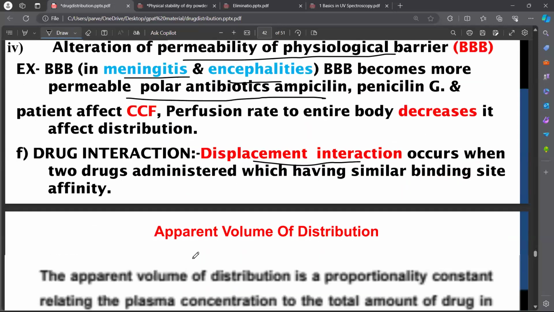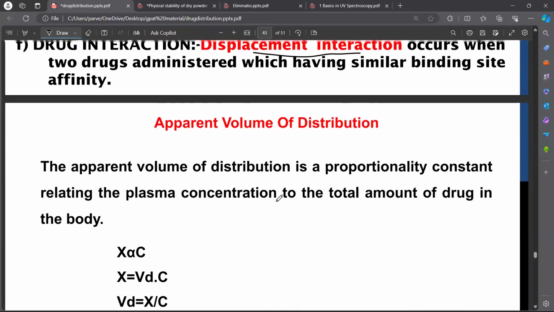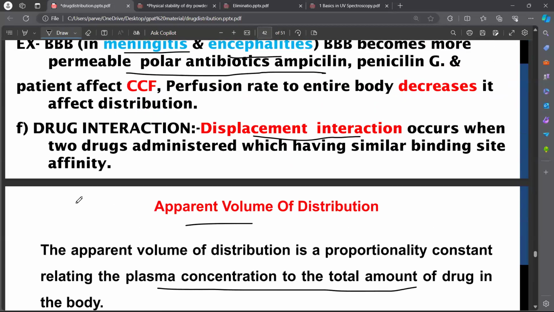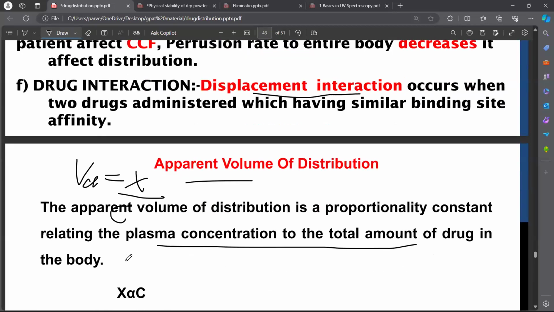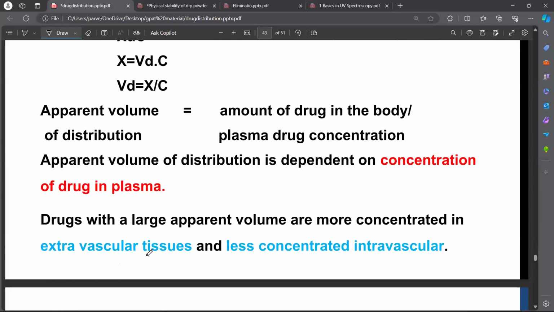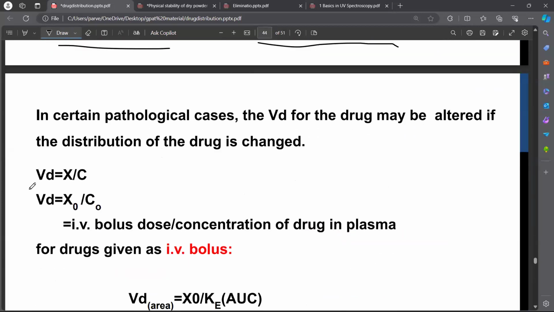Displacement interactions occur. Apparent volume of distribution is the proportionality constant relating the plasma drug concentration to the total amount of drug. So basically, VD is nothing but X by C, the amount of drug present in the body divided by the plasma drug concentration. Drugs with a larger apparent volume are more concentrated in extravascular tissue and less concentrated in intravascular tissues. So VD is X by C.